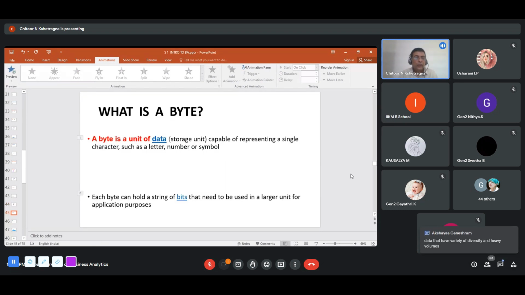Okay. Before we understand what big data is, data is a variety of diversity and has heavy volume. Perfect, Akshaya. Yeah, perfect. Heavy volumes. That's exactly it. How heavy the volume is, is what we're going to focus on. Okay, thanks Akshaya for being so proactive throughout the session. Amazing. That's a great trait to have.